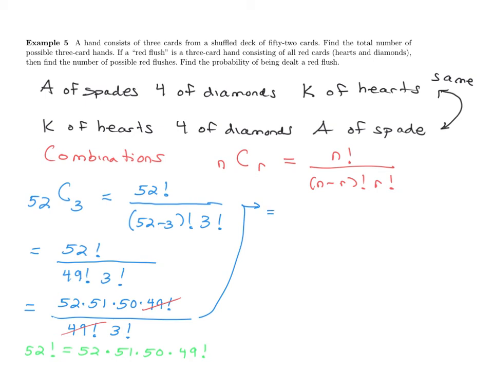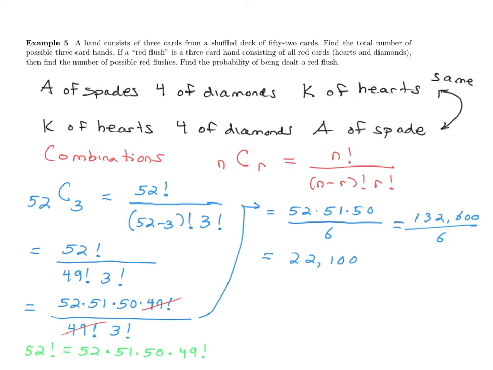This is equal to 52 times 51 times 50. If we're dividing by 3 factorial, 3 times 2 times 1 is 6. At this point, this number is enormous, so I'm going to do this in my calculator. 52 times 51 times 50 in the numerator is 132,600, divided by 6, which comes out to 22,100 ways that can occur. So this is the total number of possible 3-card hands from the entire deck. And so that was this part here.